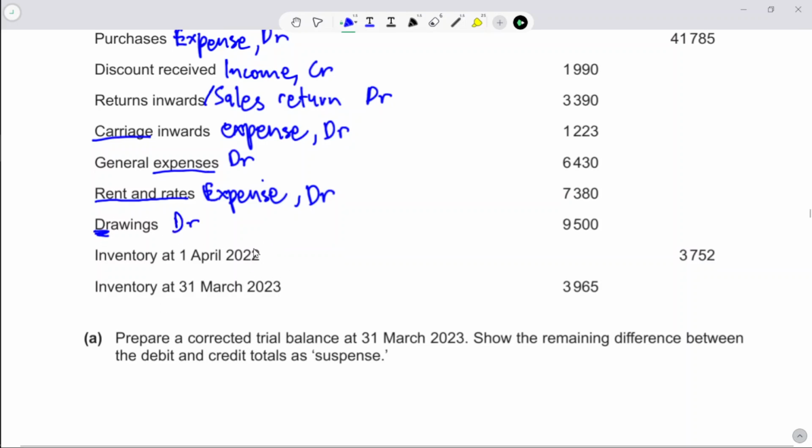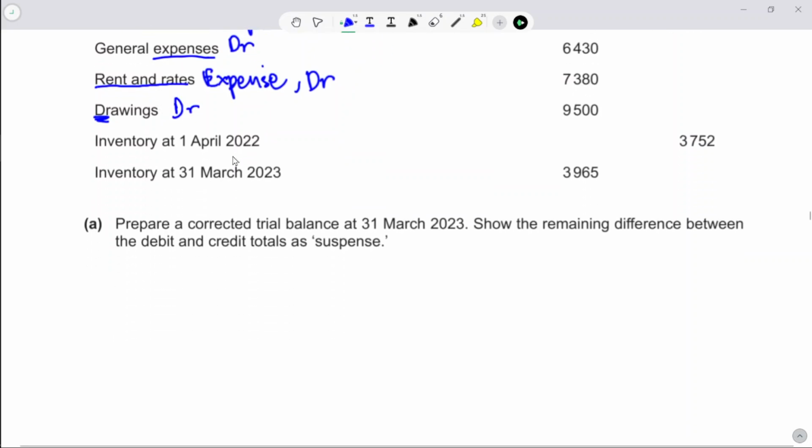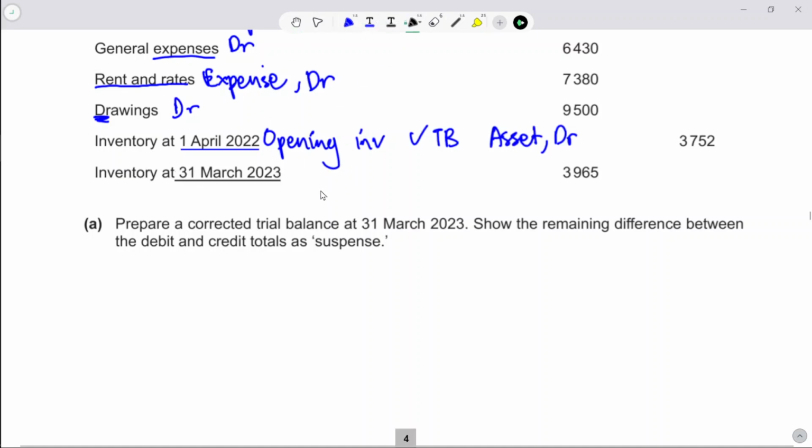Here's the thing here. First April, so this one is opening inventory. We record it in the trial balance. By default inventory is an asset, so we debit. Now this one is a closing inventory, so we don't record it in the trial balance.